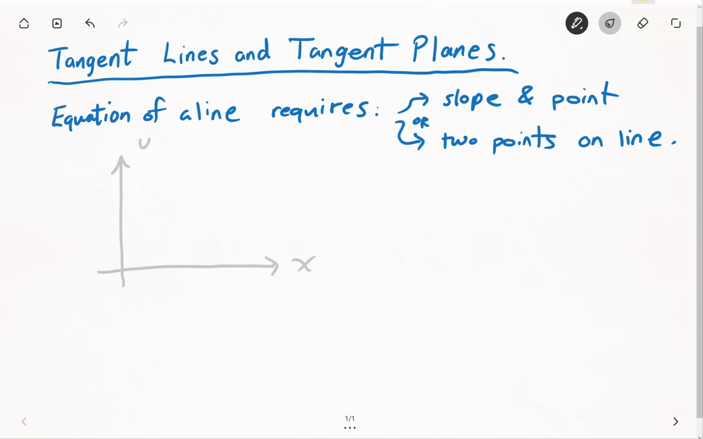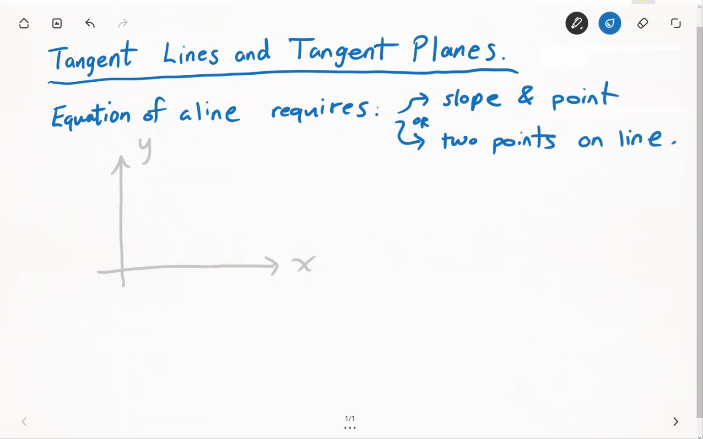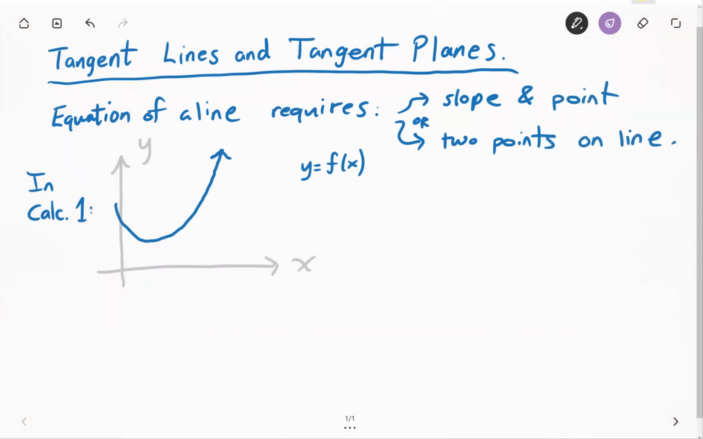In Calculus 1 course, we've got an xy axis, and we've got some function. Y is a function of x. And you have the graph of some function. Maybe it's something like a parabola. And then you want to find the slope of that function at a particular point. Maybe you want to find the slope of this function at this value of x.